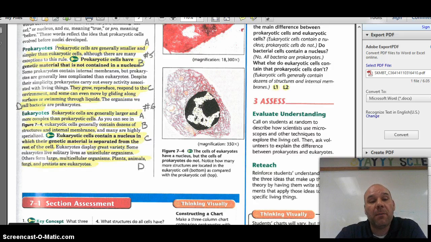This is something we'll talk about later. We know these are referred to as organelles. We'll talk about that in the next section. For bubble C, we know eukaryotic cells contain a nucleus in which their genetic material is separated from the rest of the cell. Once again, this is a difference compared to prokaryotes, whose genetic information is found in something other than the nucleus. And finally, bubble D, we know eukaryotes are generally large multicellular organisms. Examples would include plants, animals, fungi, and protists.